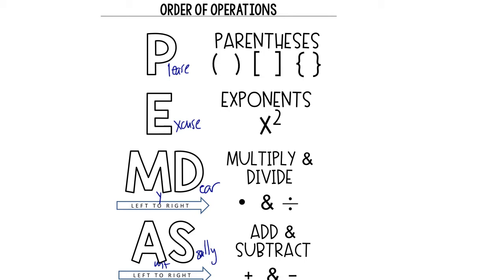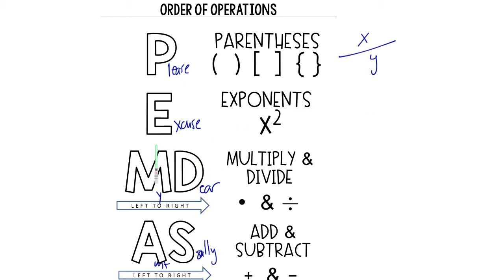So first, your first order of importance is going to be with P, parentheses. That can be actual parentheses. It can be brackets of any kind. It can also be a fraction bar. Okay, that means that the numerator is grouped together and the denominator is grouped together.